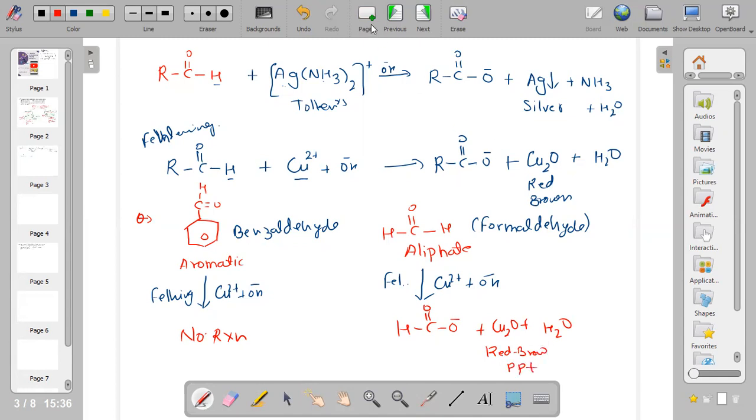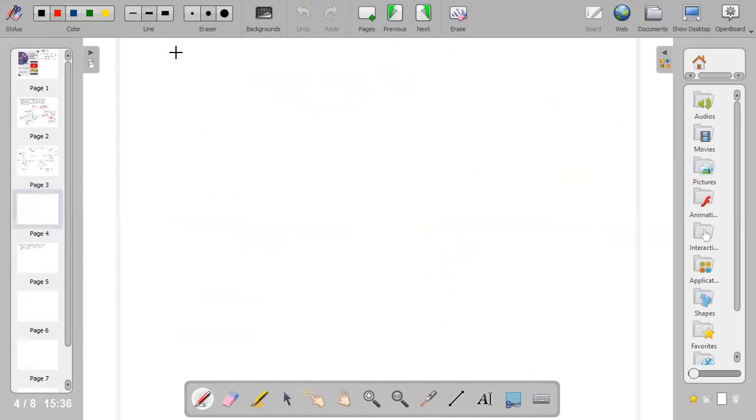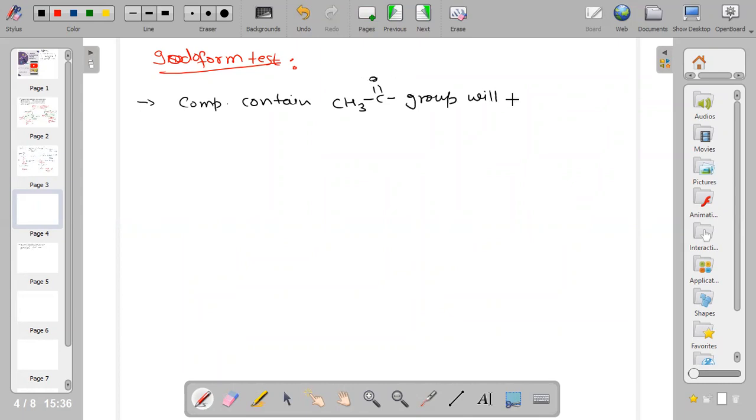Come to the next one. Next, we discuss the iodoform test. This test is also very important. What you need to learn first is that a compound containing the CH3C=O group will give the iodoform test.